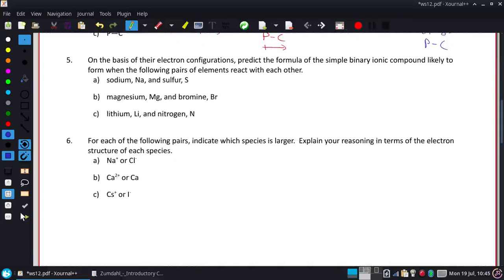Number 5. On the basis of their electron configurations, predict the formula of the binary ionic compound likely to form when the following pairs of elements react. Boy, that seems like a lot of words. What they're basically asking is, what ionic formula would you make? So since sodium, for instance, likes to form a positive ion and sulfur likes to form a -2, you would expect that to be Na2S. Next one would just be MgBr2. The next one would be lithium, 3 lithiums and nitrogen.